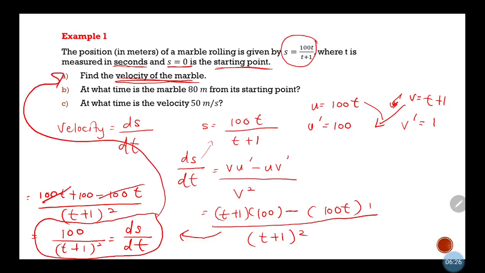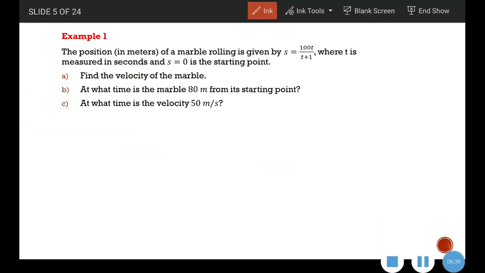This answers question 1a. Now we're going to solve question 1b: at what time is the marble 80 meters from its starting point? Remember, the starting point is at 0 meters. So when the marble is 80 meters from its starting point, what time is it?